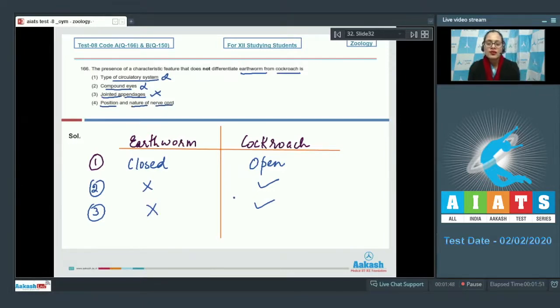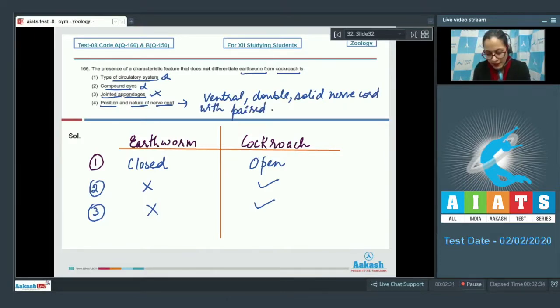And as both earthworm and cockroach are invertebrates or non-chordates, they both possess ventral double solid nerve cord with paired ganglia. So both possess ventral double solid nerve cord with paired ganglia. So on the basis of position and nature of nerve cord, we cannot differentiate between earthworm and cockroach. So the correct answer to this question is option number 4. Let's move on to the next question.